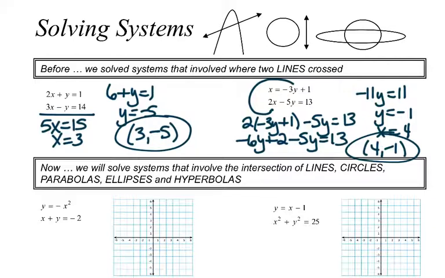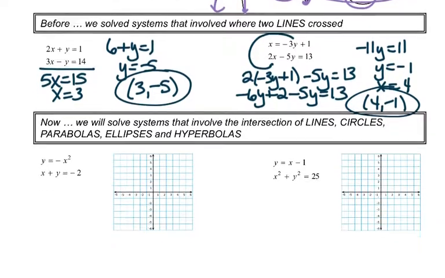Well, guess what? Now we've learned more shapes. So we've learned parabolas and lines, which, by the way, we did that already with quadratic systems. We've learned circles and ellipses. We've learned circles. Those ones wouldn't have no solution, by the way. So now we're going to do the same thing.